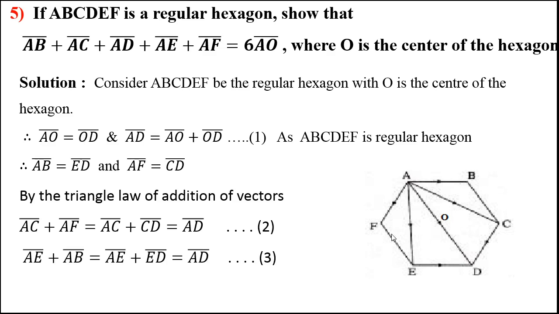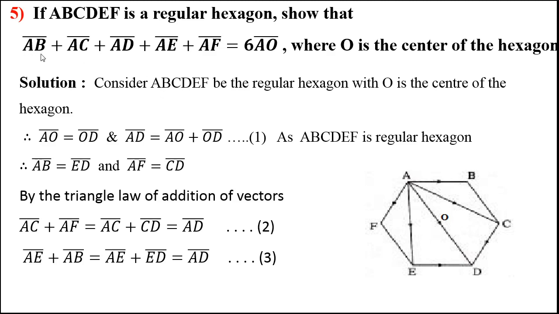Similarly, we can see AE plus AB, but I will replace this AB by ED. AE plus AB is equal to AE as it is, with AB replaced by ED. Now use the triangle law: AE plus ED is equal to AD. So again we get AD here. Now we go to this equation.